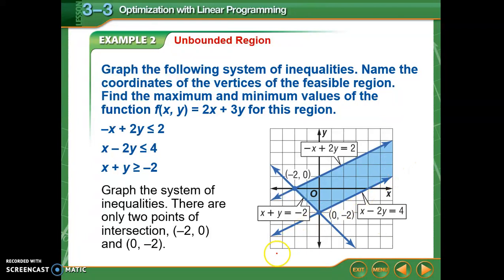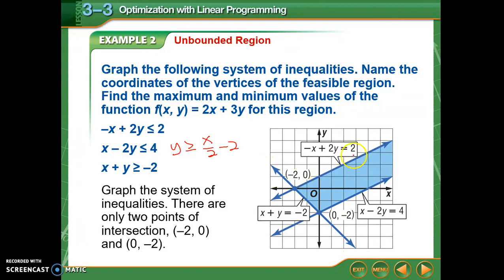x minus 2y equals 4 is here, and even though it's less than or equal to, if I were to solve this for y, I get y is greater than or equal to x over 2 minus 2, because I end up dividing by the negative 2 that's by the y, which switches the inequality. And then x plus y is greater than or equal to negative 2. That is graphed right here.